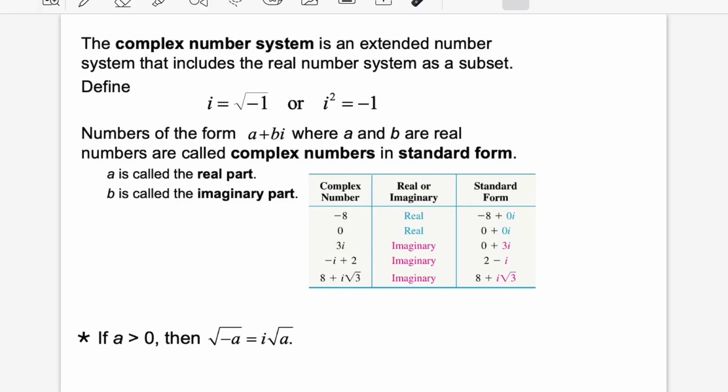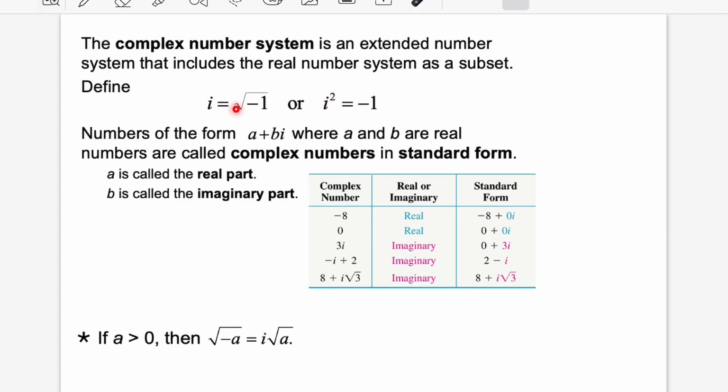In this video, we're going to go over section 3.1 and 3.3 from our textbook. So we're going to start with the complex number system, and we'll start with defining i here. So i is an imaginary number, and it's going to be equal to the square root of -1. And then i squared is going to be equal to -1.